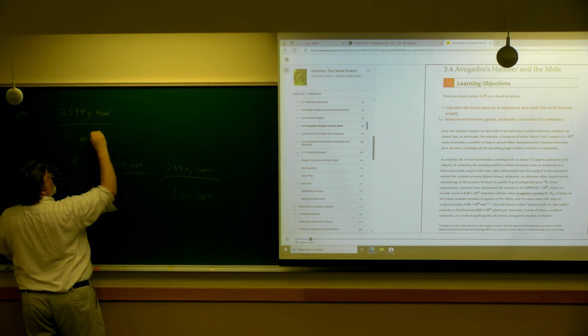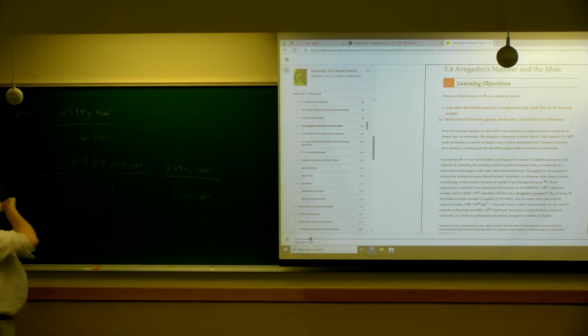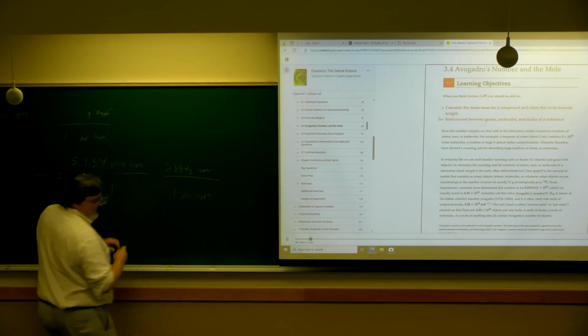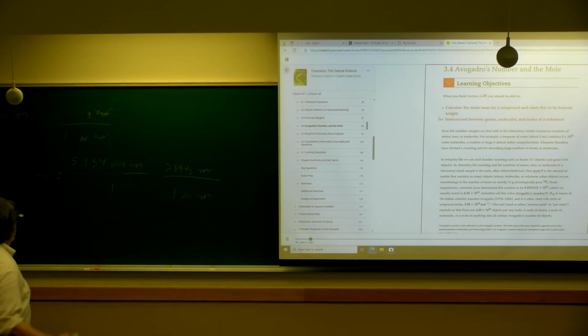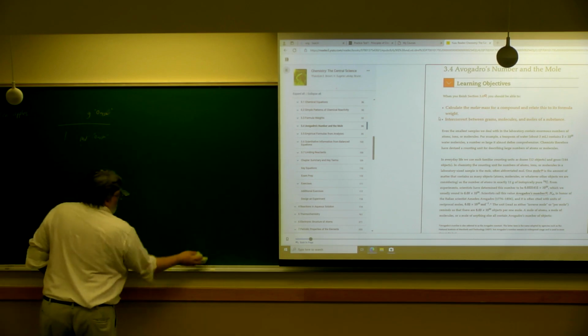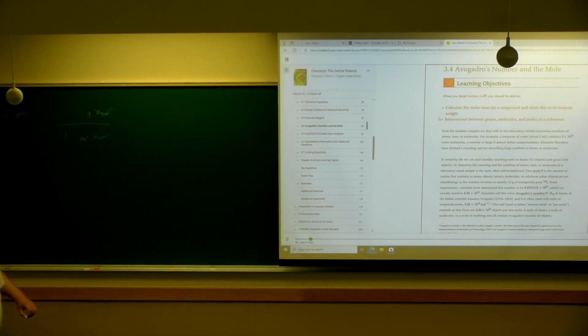The only weird thing about it is a mole is a huge number. But if I want a certain number of oxygen atoms, gotta erase this. Instead of grams per dozen, I need grams per mole. So this time it's not 12, it's 6.022 times 10 to the 23rd.